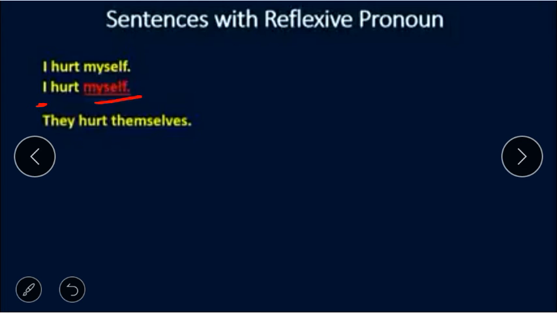So here the object of the verb is myself, and this object is the same as the subject, I. I hurt myself. They hurt themselves. I cut myself while chopping vegetables. So when the action you are doing reflects on the subject, that is the reflexive pronoun.